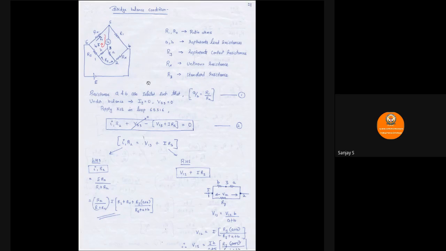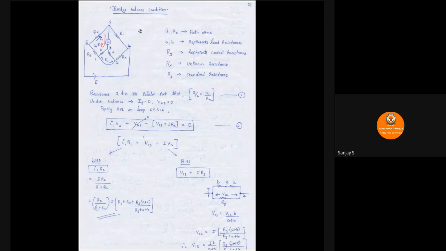Now, whenever you are selecting the resistances A and B, you will select them in such a way that A by B is always equal to R1 by R2. That is how you are going to select A and B. Already R1 and R2 ratio arms will be known to us. Their ratio should be equal to the ratio of A by B. That is how we are going to select A and B.